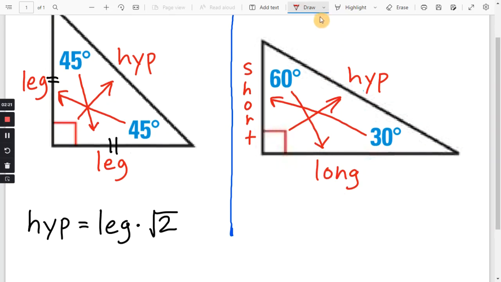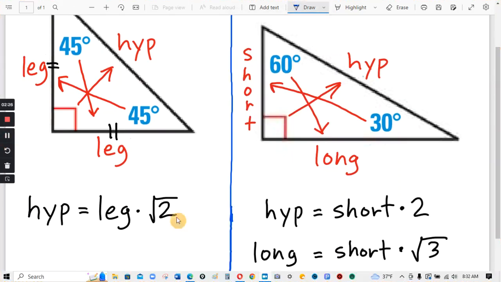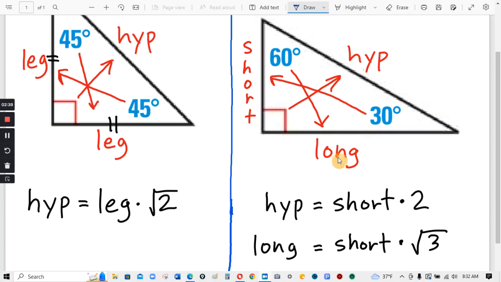Now for this triangle, there's actually two formulas. The hypotenuse equals the short leg times 2, and the long leg equals the short leg times radical 3. So for the 30, 60, 90 triangle, you have to choose the correct formula based on which side length you are given. Of course, if you're given the short side length, you can use either one. But you have to choose the correct formula for this type of triangle. For 45, 45, 90, there's only one formula.